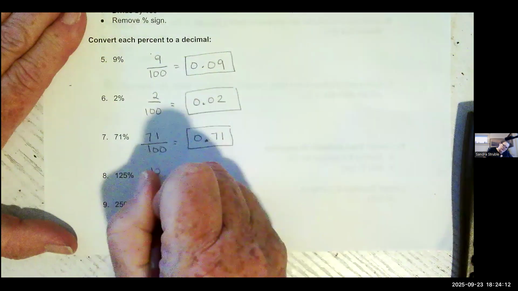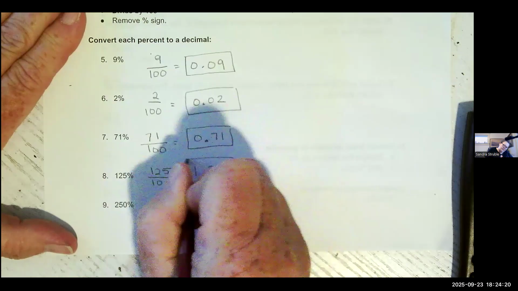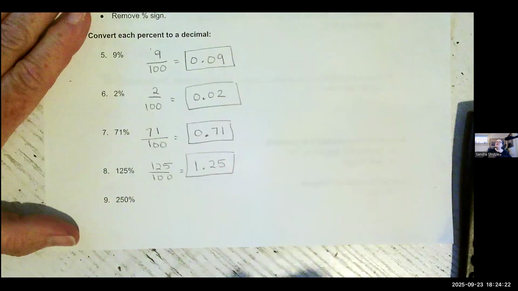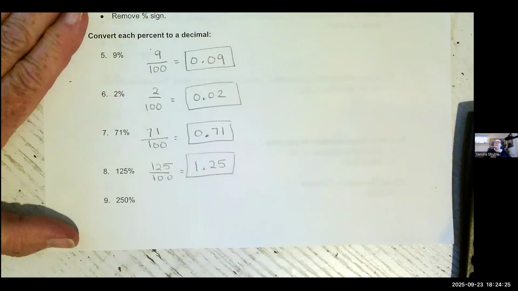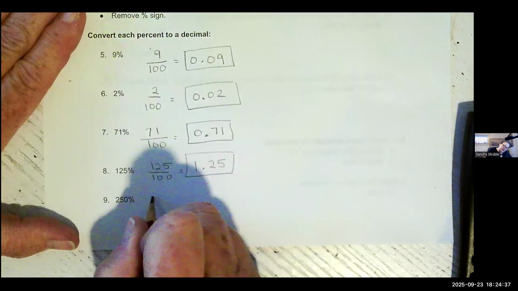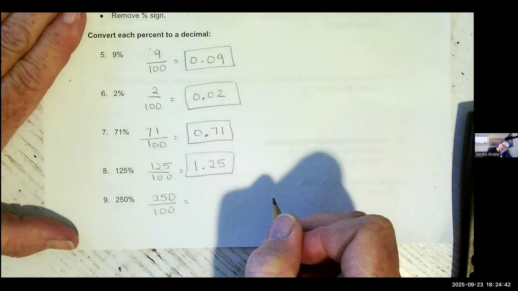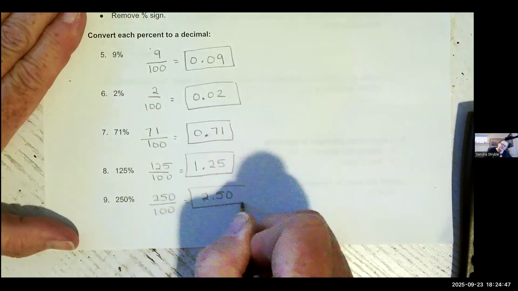125. Divide that by 100, and you get 1.25. Notice I'm not saying move your decimal left or right. That is not math. Math is divide by 100. It makes sense. You can't get confused by moving left or right, as I did growing up. And then last is 250 divided by 100. Put that in your calculator, and you get what? 2.50.